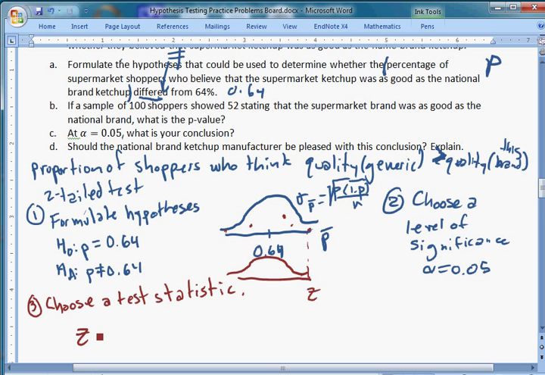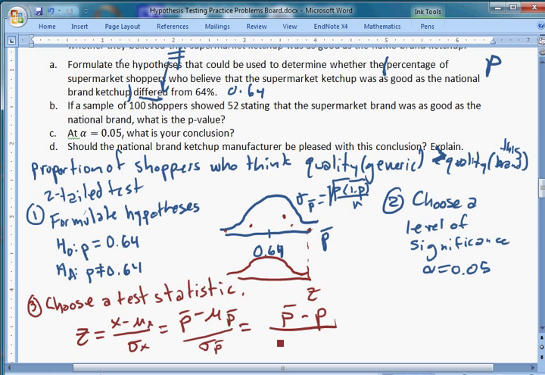So our Z, which is our score formula, x minus mu x over sigma x, in this case is going to be P bar minus mu P bar over sigma P bar, which is just P bar minus P over the square root of p times 1 minus p over n. And that's our test statistic. So it's just the score formula for whatever p bar we happen to get. So that's step 3, choosing a test statistic.